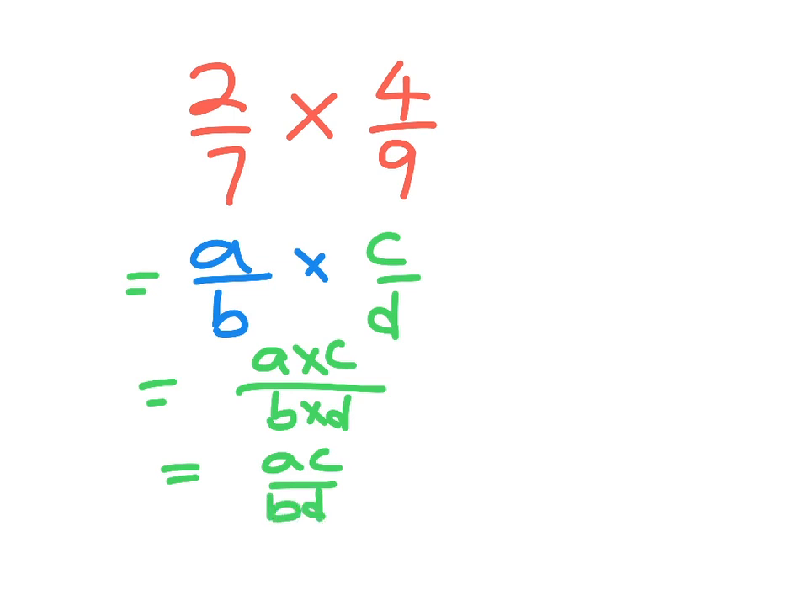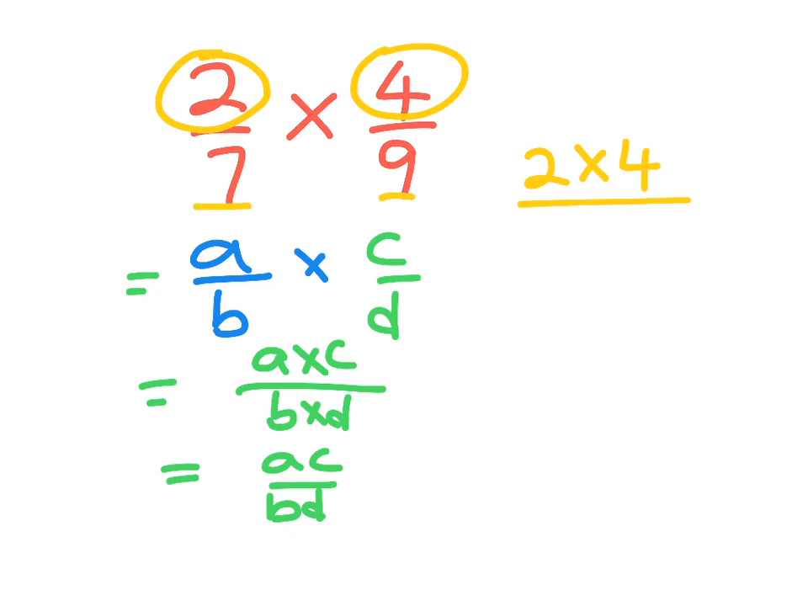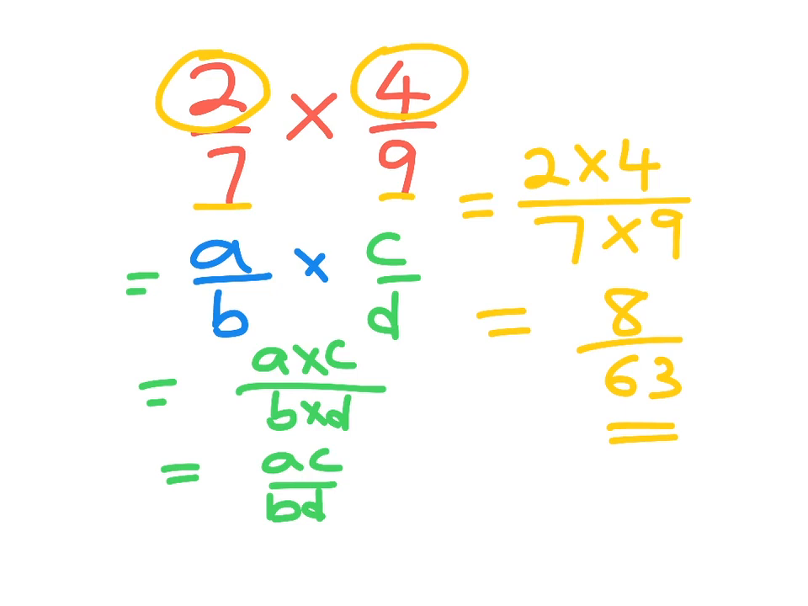So let's apply this to our example. So in this example, we multiply the two numerators. This is the first numerator, that's the second numerator. So we have 2 times 4 divided by, we also multiply the denominators, 7 times 9. So what we have is 8 divided by 7 times 9, which is 63. So the product of 2 over 7 and 4 over 9 is 8 over 63.